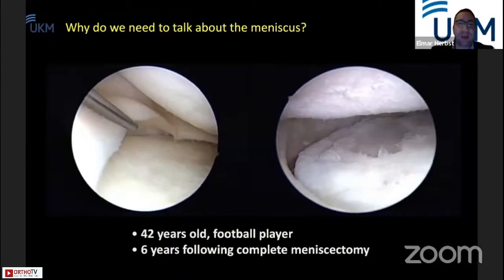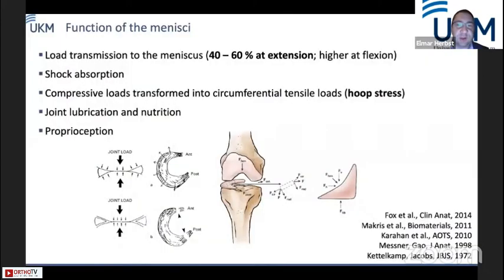So why do we even need to talk about meniscus repair? This is an image of a fairly young former football player, and you see on the left-hand side his meniscus torn. He had a little bit of cartilage degeneration already here, grade 2, but 6 years after a complete meniscectomy, you can see what happened to his knee. So there is no cartilage left. He has osteoarthritis, and we want to prevent this actually, and that's why we have to talk about it.